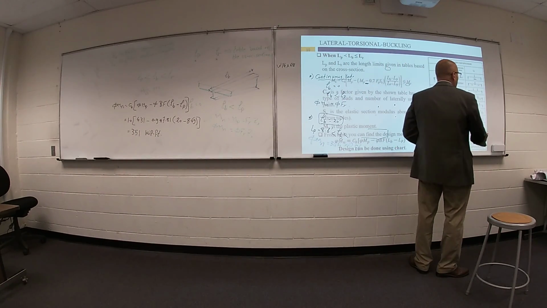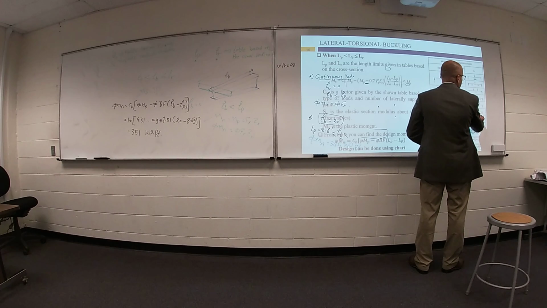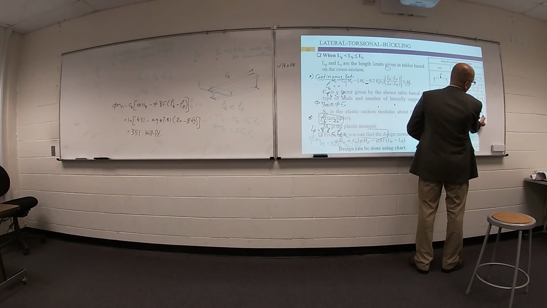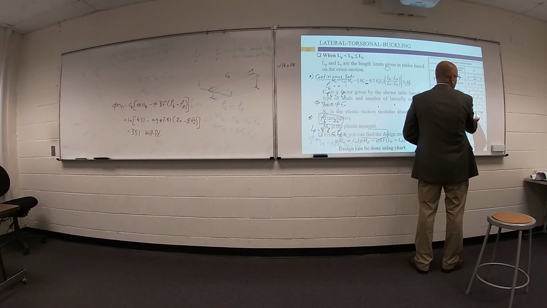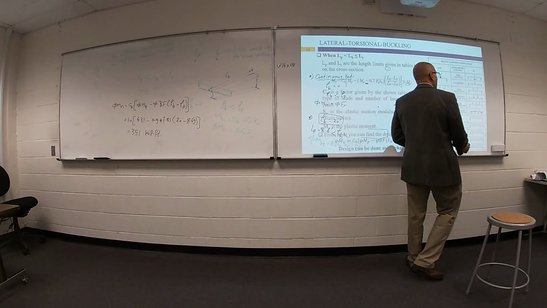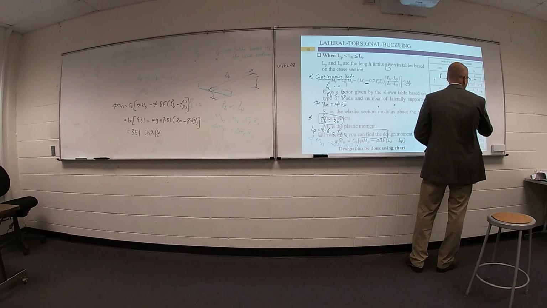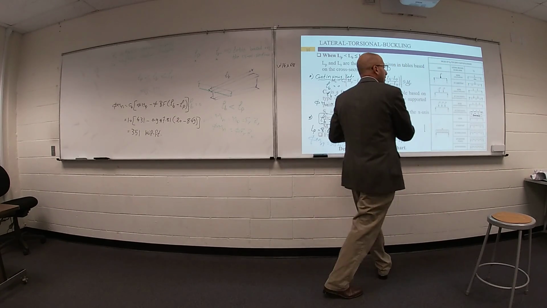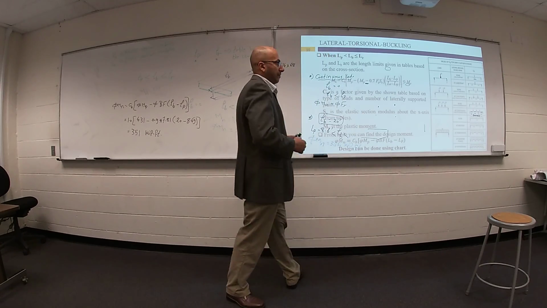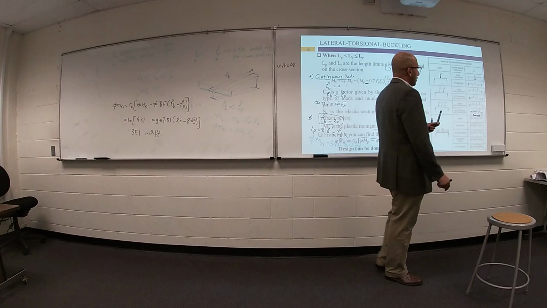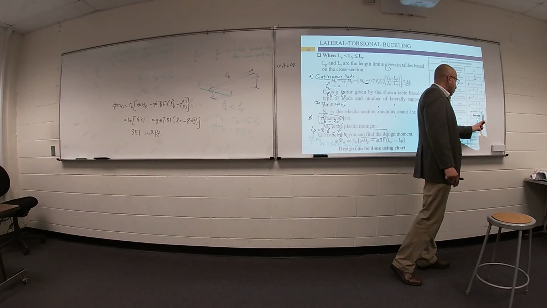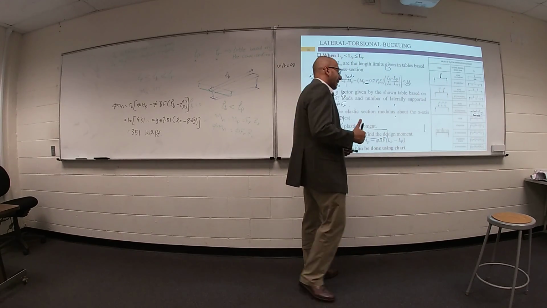If you have different value of CB, for this part, we will use CB 1.67. For this part, 1.11. For this part, 1.11. For this part, 1.67. Use the lowest value to give you the lowest design moment to be more safe. If you have different value of CB for different part of your beam, use the lowest one to get the worst case.